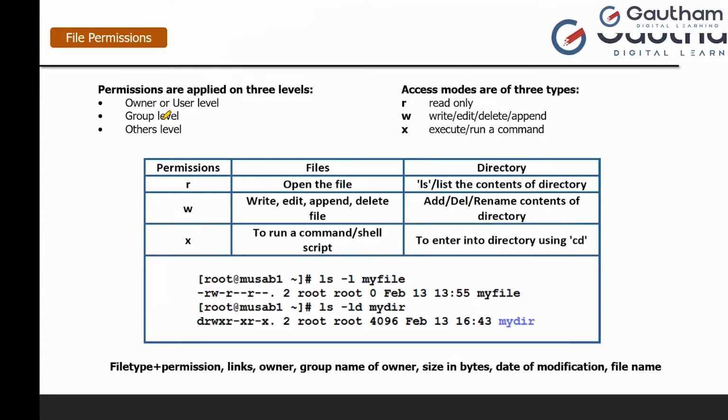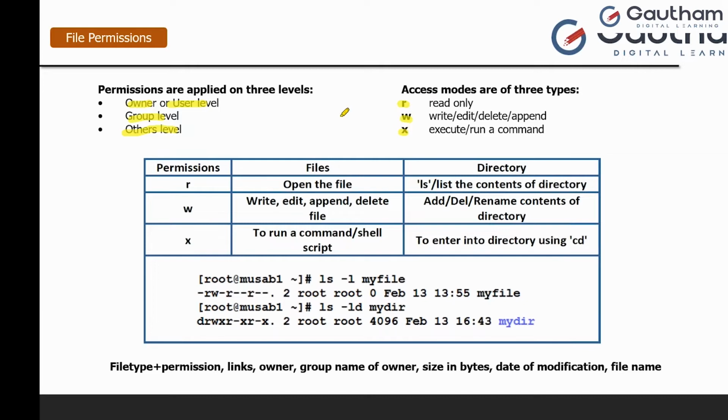Now, one user can be the owner of the file and one group can be the group owner of the file. But in the system, we have several other users and several other groups. All those other users and groups come under the category of others. So you can use owner or user, group owner, and the permissions can be given to the rest, the others. And what types of permissions can we apply? You can apply read permission, write permission, and execute permission.